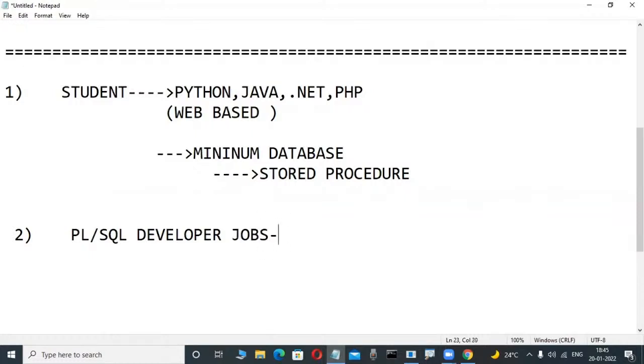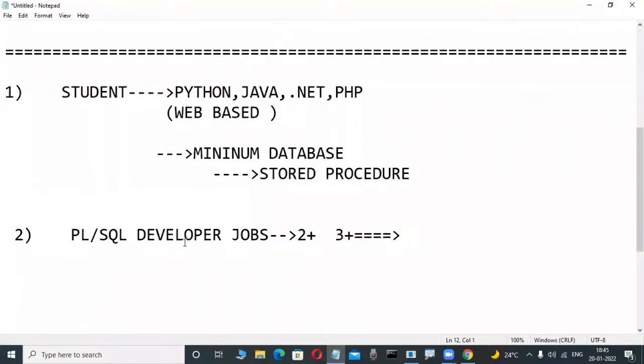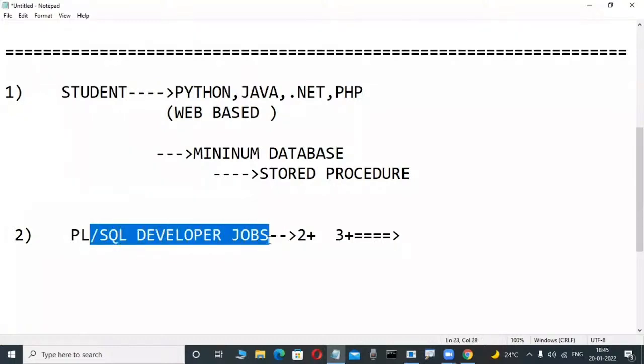Two plus years, three plus years, some gap maybe. Okay, fine. Those persons are in our course. They are learning this course only for PLSQL developer jobs. So many people are learning this course from me. Actually, I'm a senior PLSQL developer, that's why I have in-depth knowledge. I'm telling only about PLSQL.